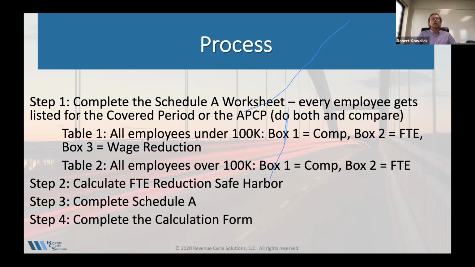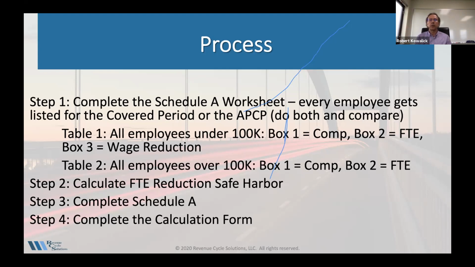So there's something called the Schedule A worksheet, and that's where you list every employee. And there's two sections. There's a table 1, which is everyone under $100,000, and there's a table 2 for everyone over $100,000. For the under $100,000 group, you have 3 boxes: what you paid them, how many hours they worked, what their FTE was, and whether or not they were subject to any kind of wage reduction, and that specific calculation. For table 2, for those over $100,000, there's only 2 boxes.